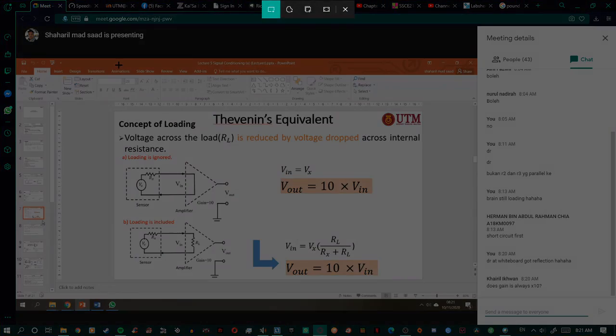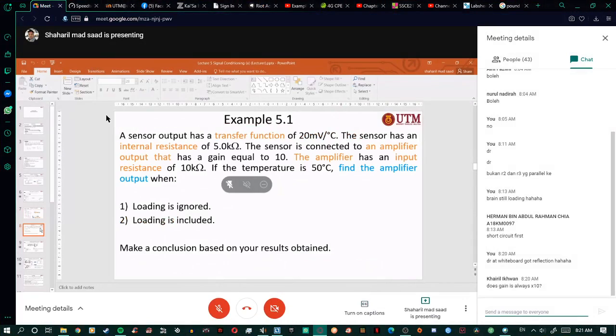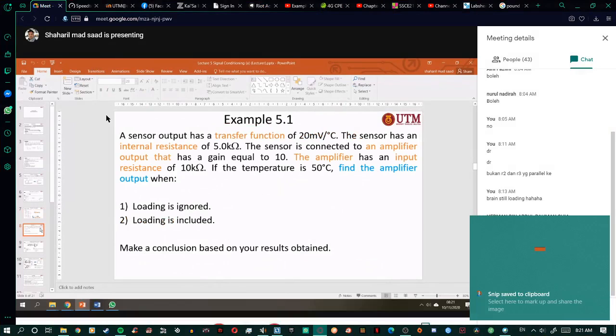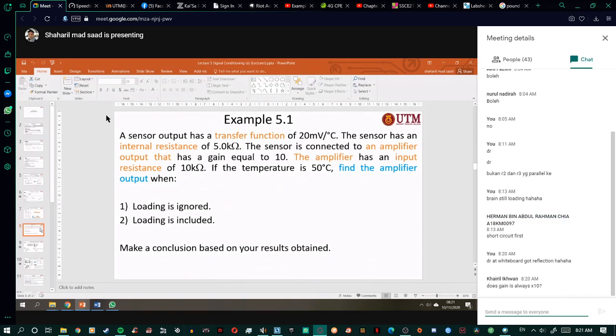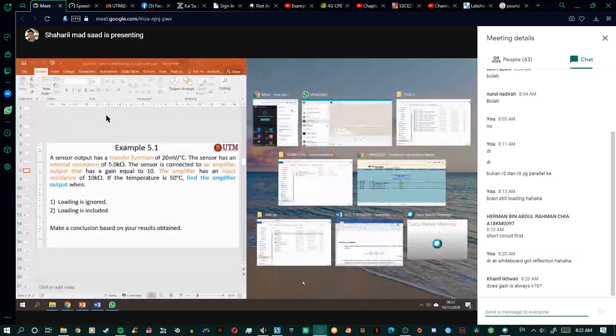Example 5.1. A sensor output has a transfer function of 20 millivolt per degree. The sensor has an internal resistance of 5 kilo ohm. The sensor is connected to an amplifier that has gain equal to 10. The amplifier has an input resistance of 10 kilo ohm. If the temperature is 50 degrees, find the amplifier output when loading is ignored.